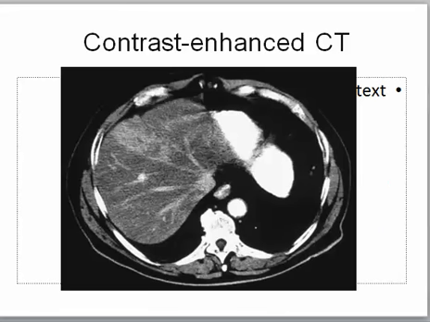This is a contrast enhanced CT scan. You find that while in early arterial phase there is something enhancing with an ill-defined margin, typical of hepatocellular carcinoma.